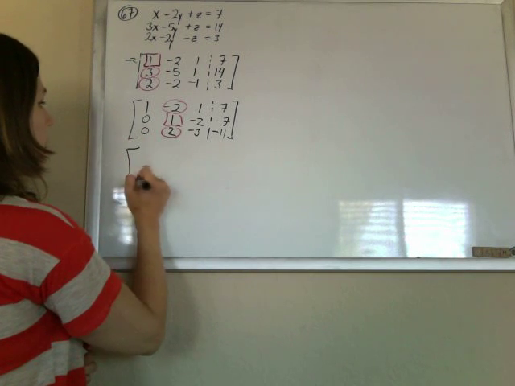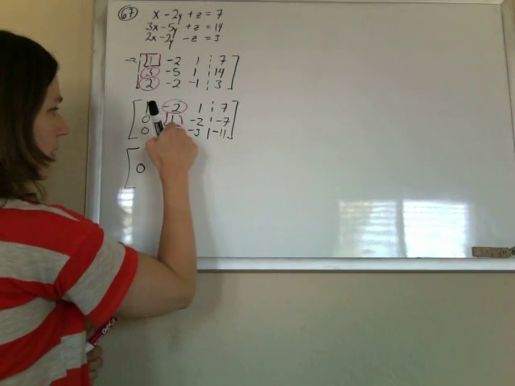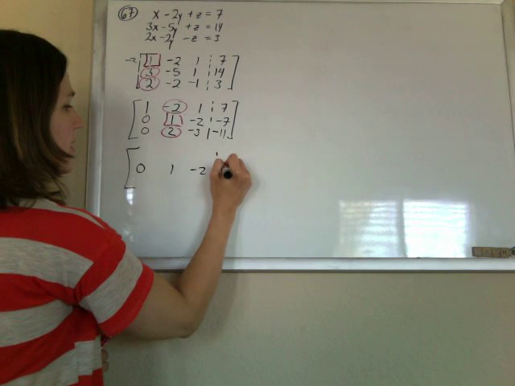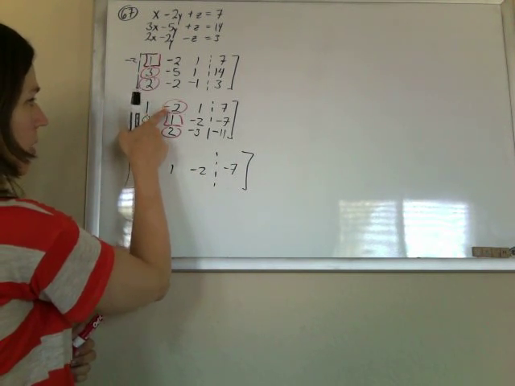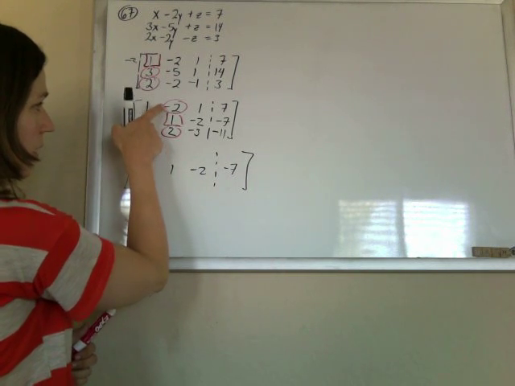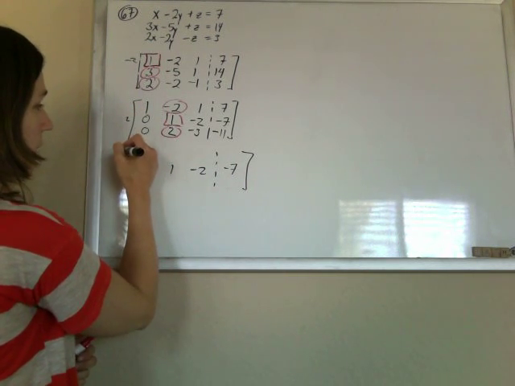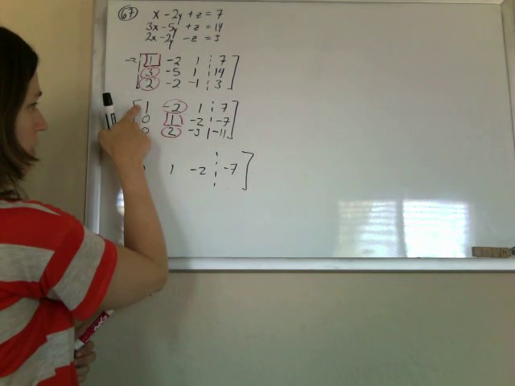So that row with the 1 is going to stay the same. And then we're going to use him to make that a 0. So if I multiply him by a 2 and add him to that, that'll do it. So this whole row times a 2 plus that one.